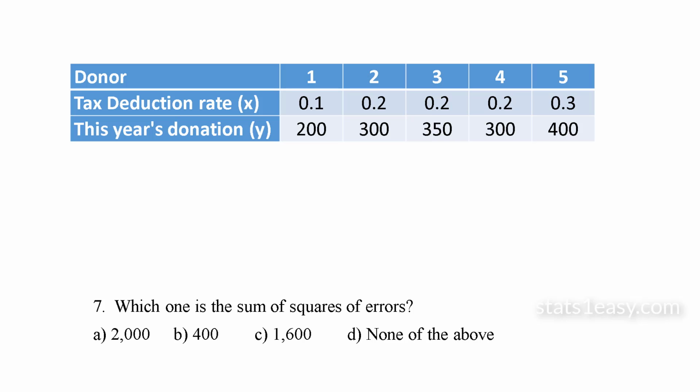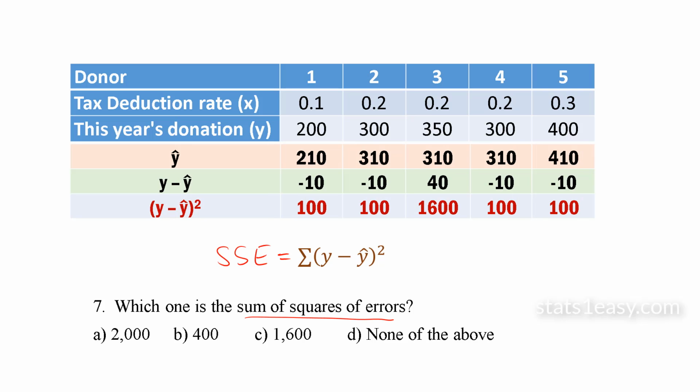So here we have the same question. However, the question requires us to find the sum of squares errors. Sum of squares error, SSE, is given by this formula. In essence, we need to find y minus y hat, square them, and then sum them. So first, we have the y hat here. We have the y minus y hat for every observation, and then we square them.